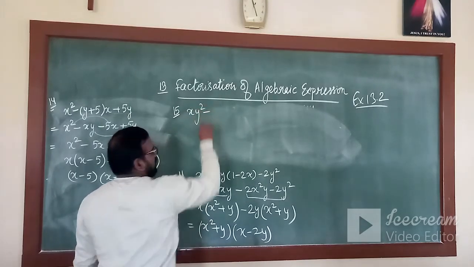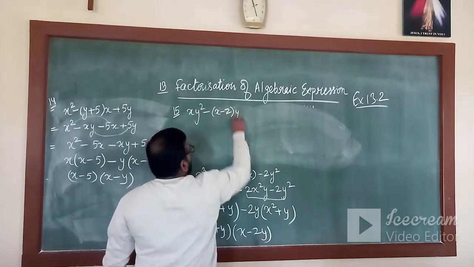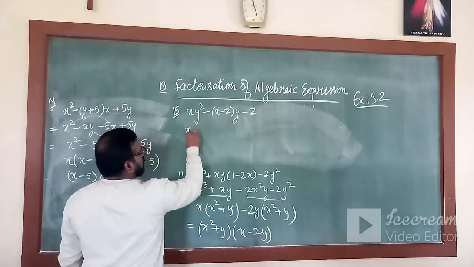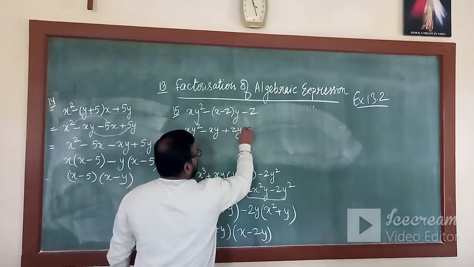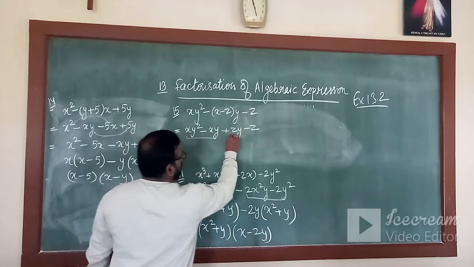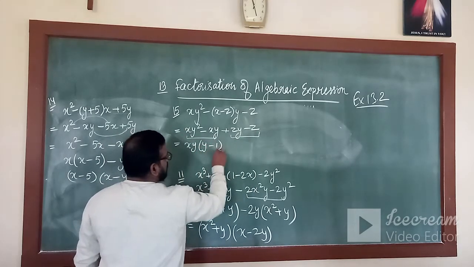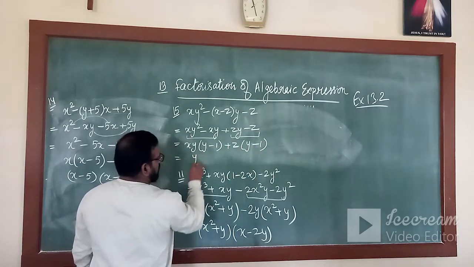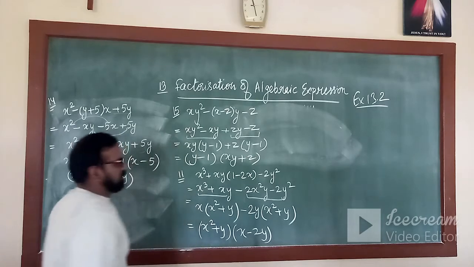X y square minus x minus z into y minus z. Okay, so again we have to first solve these brackets. They can be easily opened, we have already learned. Now from these two groups, from here I will take x and y as common, so it is y minus 1. From here z as common, so y minus 1. So finally y minus 1 is the common term. Our answer is xy plus z into y minus 1.